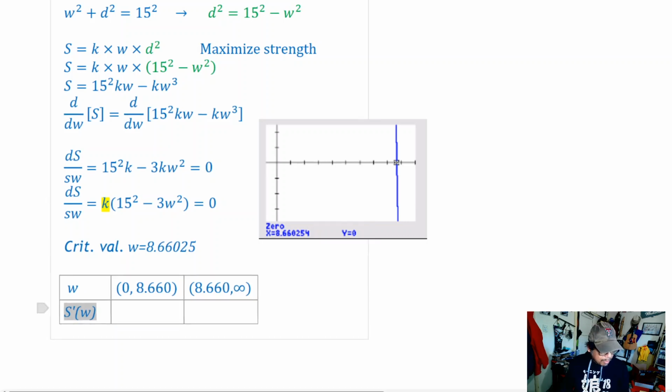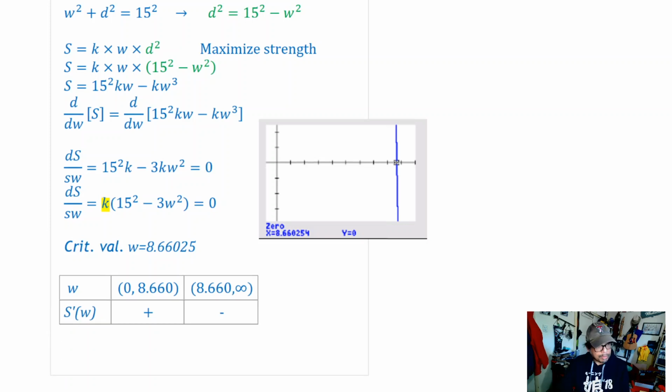Next, we'll examine S prime. Since my graph is the graph of S prime, I can see that to the left of my critical value, S prime is positive because the line is above the x-axis, and to the right, the derivative is negative because the line is below the x-axis. So that means I have a relative maximum and an absolute maximum since there are no other critical values. So it's our absolute maximum at W equals 8.6625.